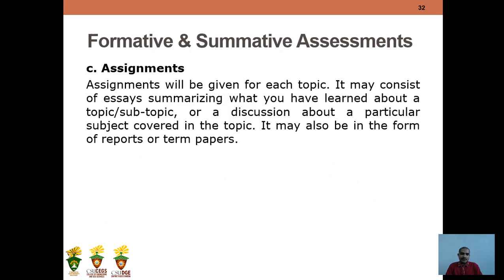Next is assignments. Assignments will be given to the students for each topic. It may consist of essays summarizing what you have learned about the topic or subtopic, a discussion about a particular subject covered in the specific topic, and it may also be a form of reports or term papers. In my case, maybe I will give an essay or a question or problem solving, depending on what assessment I decide for assignments.